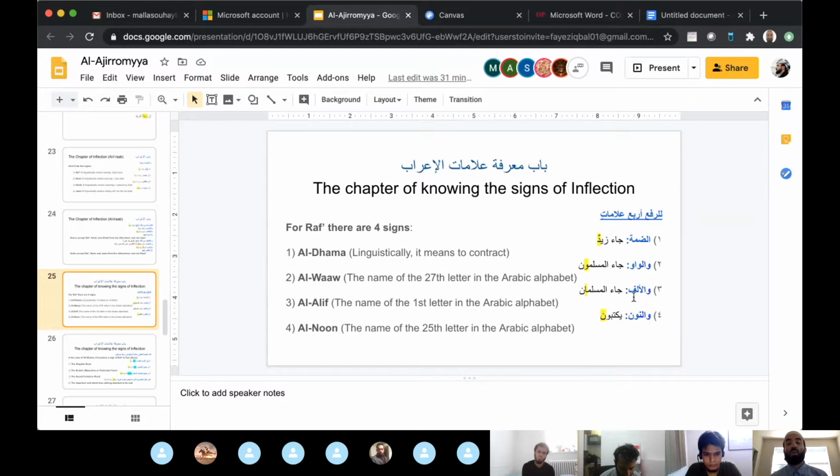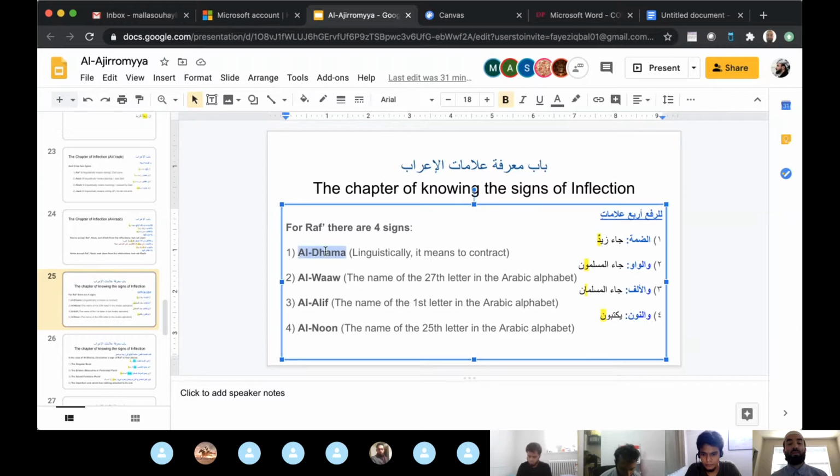الضمة والواو والألف والنون. Al-dhamma is one sign of rafa. Al-waw is another sign of rafa. Al-alif is another sign of rafa. Al-noon is another sign of rafa.